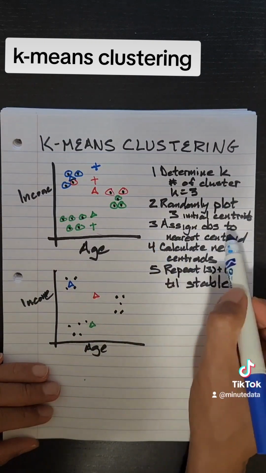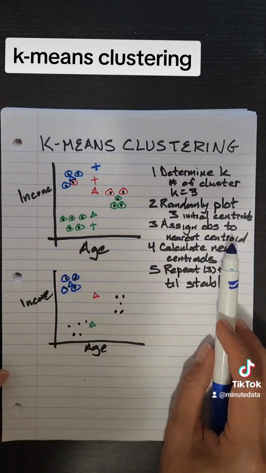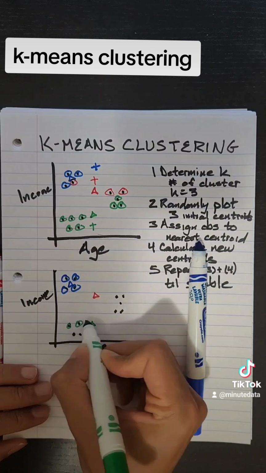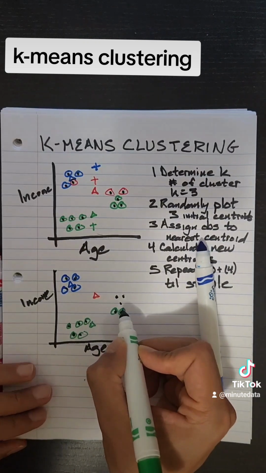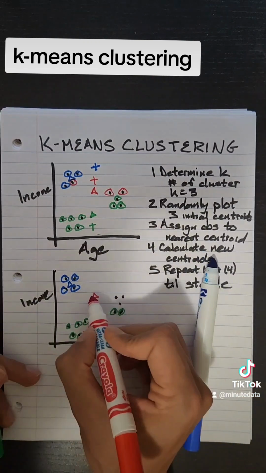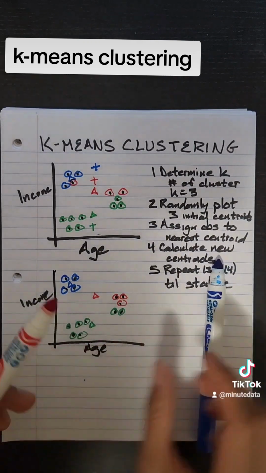So step 3, assign observations to the nearest centroid. The blue ones, I think these 4 are all closest to the blue one. The green one, here's our new green centroid. You definitely still get these. You probably still get these 2. These 2 are probably still green. And then in terms of the red, this is way closer to the blue, so I think the red ones are actually these 3.